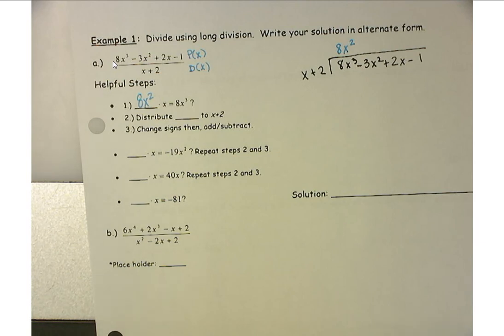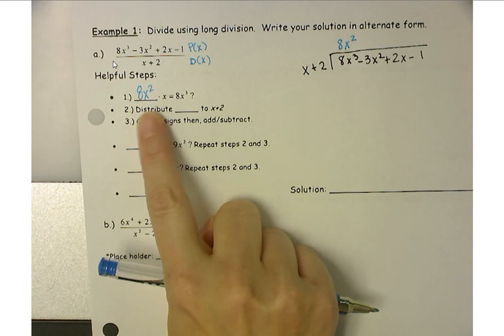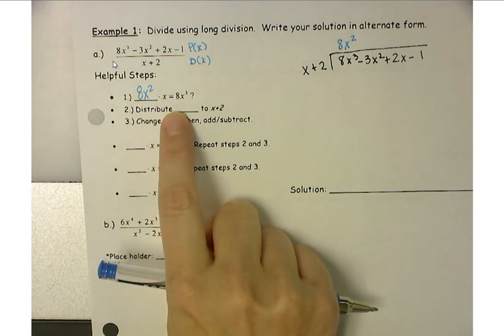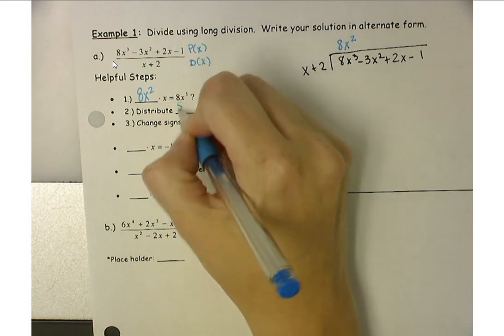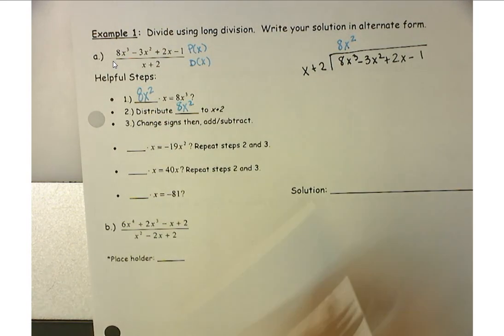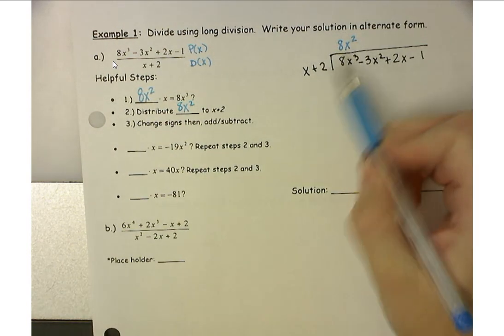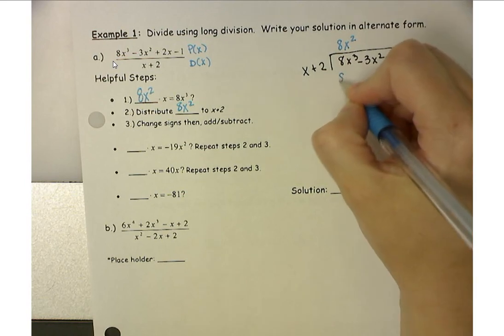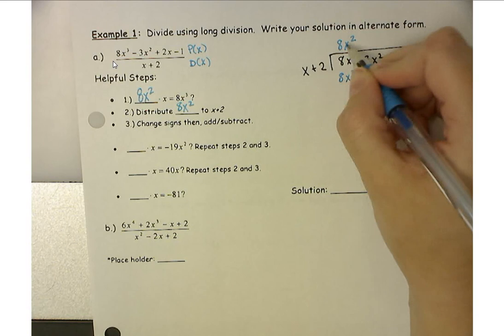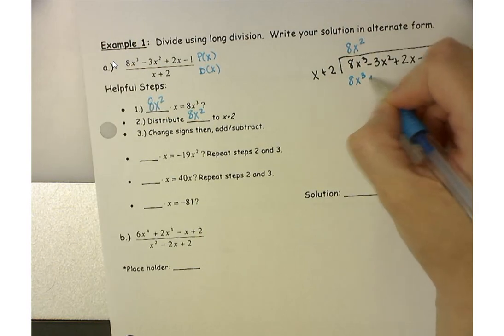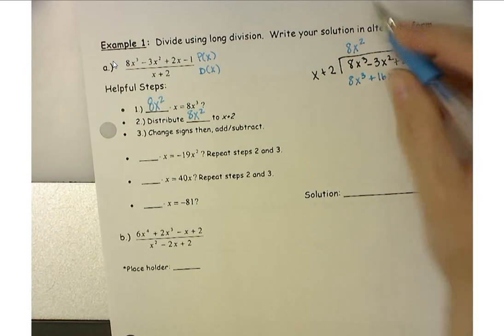Okay, now once you do that, you can see in my little helpful step here, it says distribute blank to x plus 2. Whatever you just wrote down, that's what you're going to distribute. So you're going to be multiplying 8x squared by x, which will give you 8x cubed, and then 8x squared by 2, so you're just multiplying 8 times 2, which is positive 16x squared.